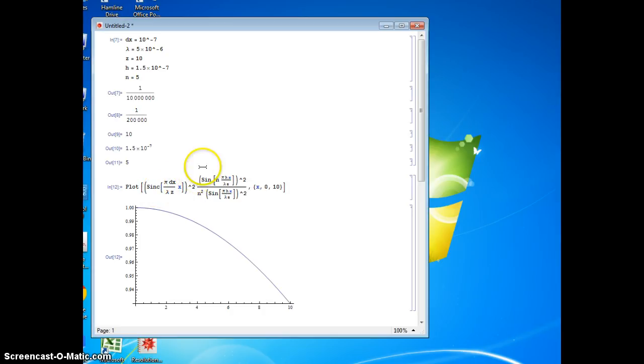Then we have an equation for various values of x, which is on the screen, and z, the distance away. So I throw that equation in. I'm using a dx of 10 to the negative 7, so a very fine grating. Wavelength is 5 times 10 to the negative 6. And then z is 10, so we're going 10 meters. h is a little bit bigger than dx, 1.5 times 10 to the negative 7, and then n is 5. I plotted that, and this is the plot I got.